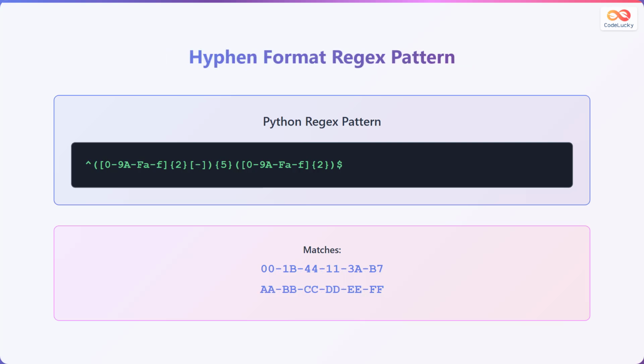Here's the regular expression pattern to validate the hyphen format of a media access control address. This is a Python regular expression pattern. Start with a caret symbol, followed by an opening parenthesis, 0 to 9, A to F, a to f. Here, the hexadecimal characters are represented by A to F in both uppercase and lowercase. This is followed by close parenthesis, then hyphen, then close parenthesis, curly brace 5, close curly brace, opening parenthesis, 0 to 9, A to F, curly brace 2, close curly brace, close parenthesis, and a $ sign.